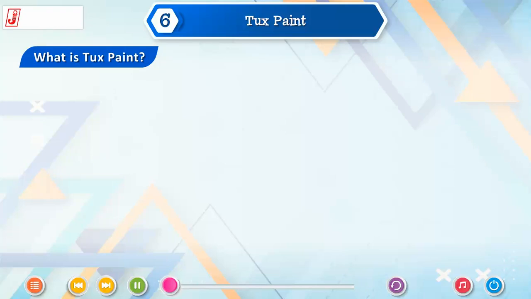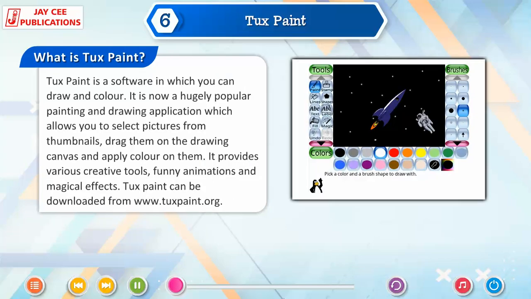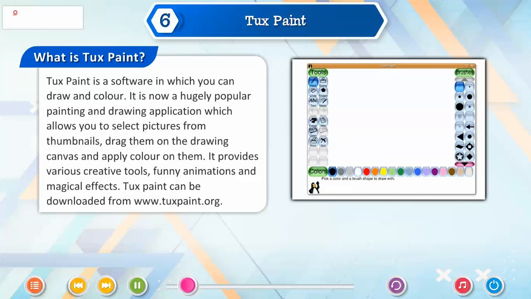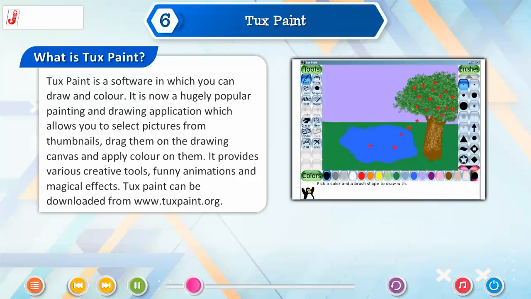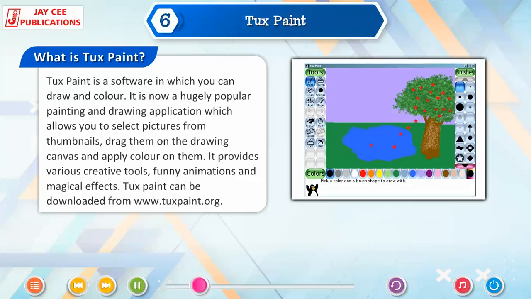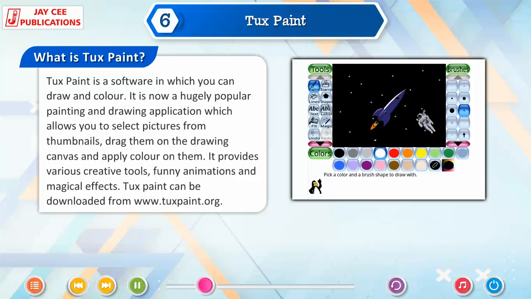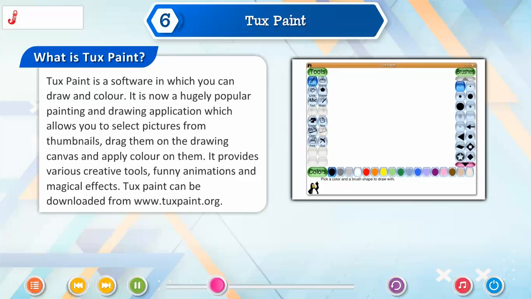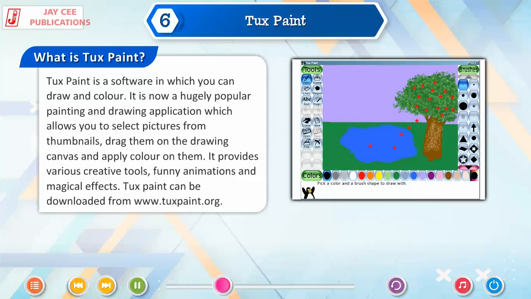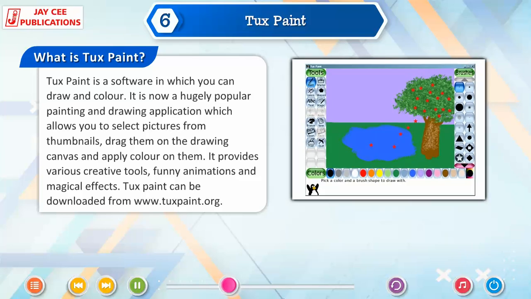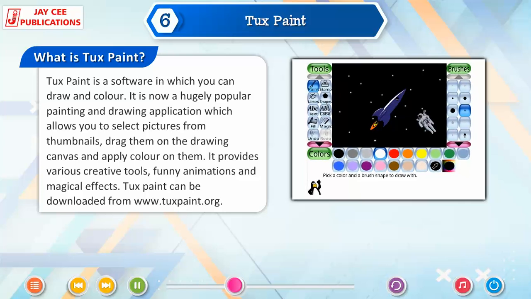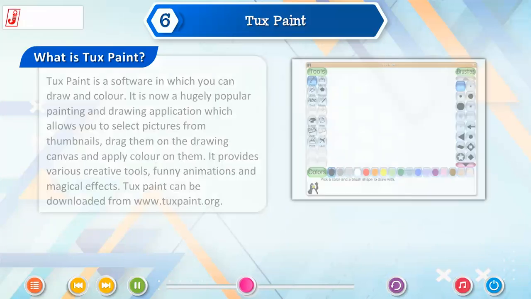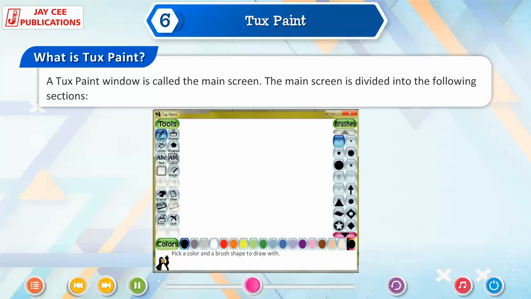What is Tux Paint? Tux Paint is a software in which you can draw and color. It is now a hugely popular painting and drawing application which allows you to select pictures from thumbnails, drag them on the drawing canvas, and apply color on them. It provides various creative tools, funny animations, and magical effects. Tux Paint can be downloaded from www.tuxpaint.org. A Tux Paint window is called the main screen.